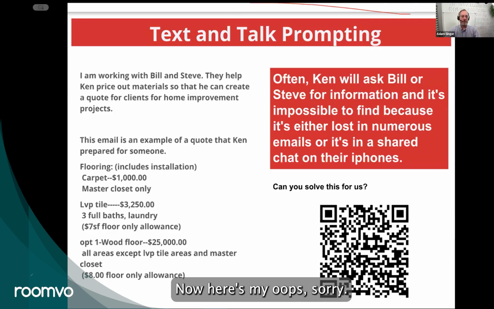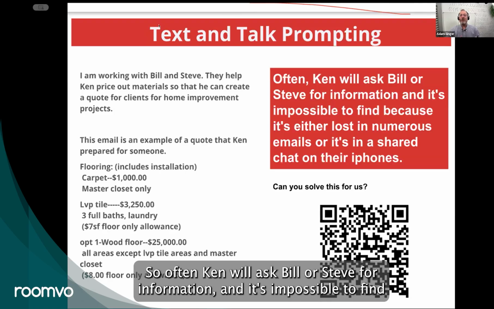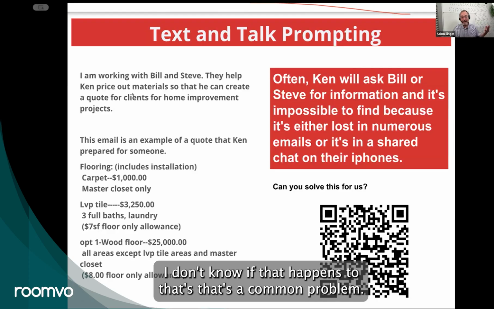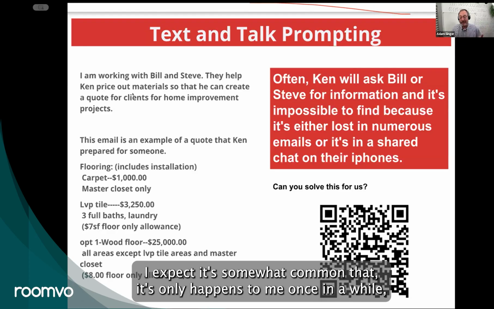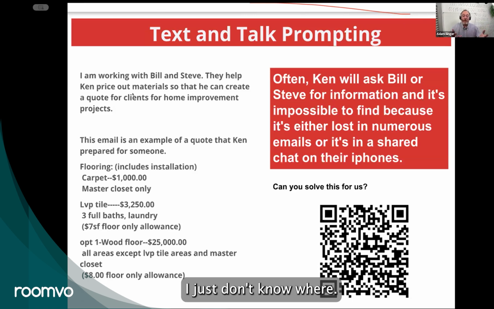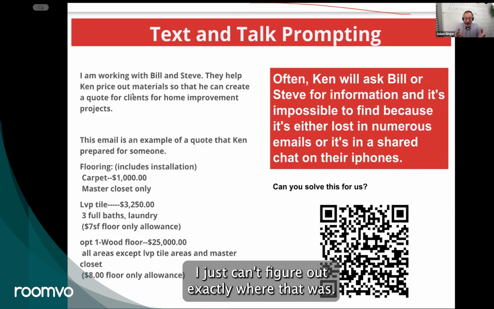Now, here's my problem. Often Ken will ask Bill or Steve for information and it's impossible to find because it's either lost in numerous emails or it's shared in chat on their phones. I don't know if that's a common problem. I expect it's somewhat common. It certainly happens to me once in a while, but I know the information's in my email box someplace. I just don't know where. And I know something was talked about in a chat someplace. I just can't figure out exactly where.